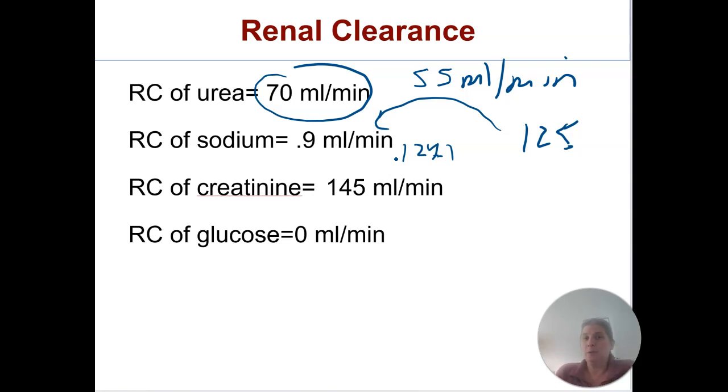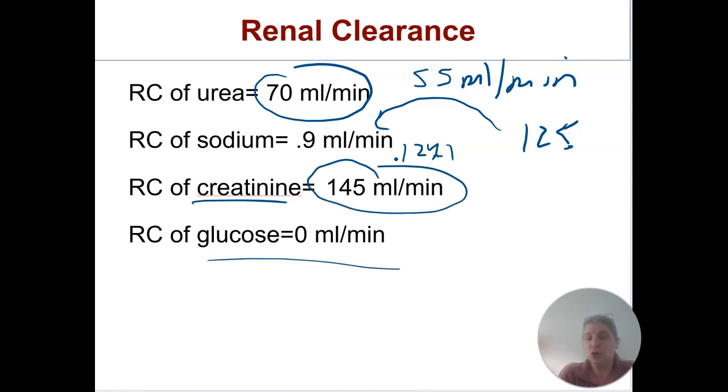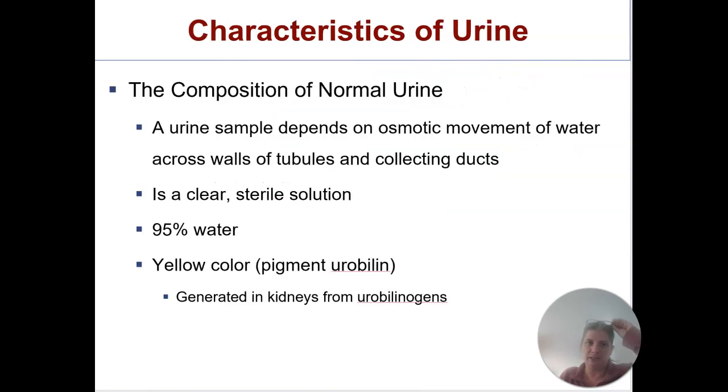And so we reabsorb a lot of it, and we release aldosterone all the time. Notice creatinine, it's a waste product, so we actively secrete it. And the renal clearance of glucose should be 0, right? All the glucose should be reabsorbed unless you exceed that renal threshold. So that's what the renal clearance test means.